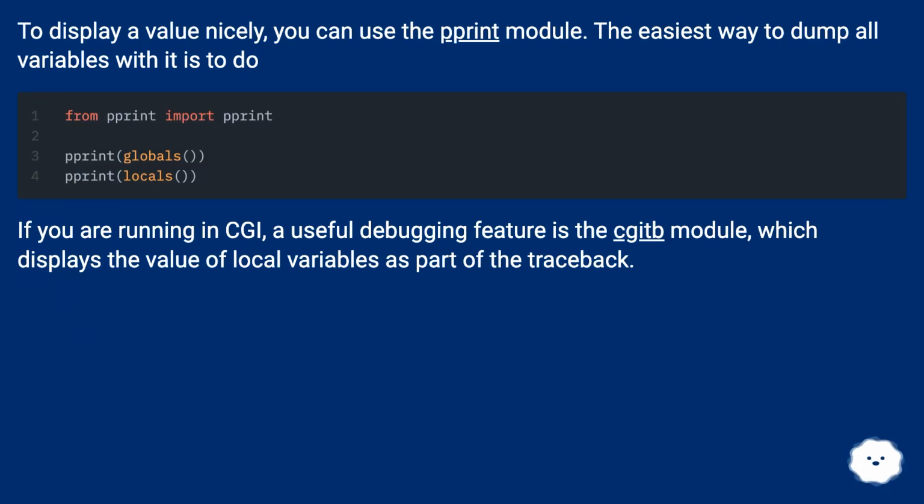To display a value nicely, you can use the pprint module. The easiest way to dump all variables with it is to do this. If you are running in CGI, a useful debugging feature is the cgitb module, which displays the value of local variables as part of the traceback.